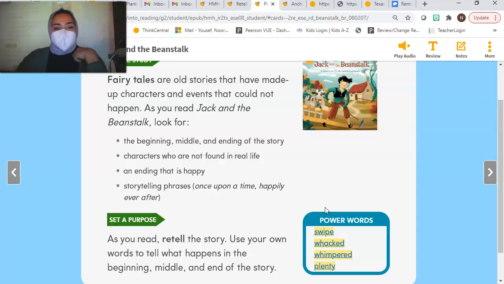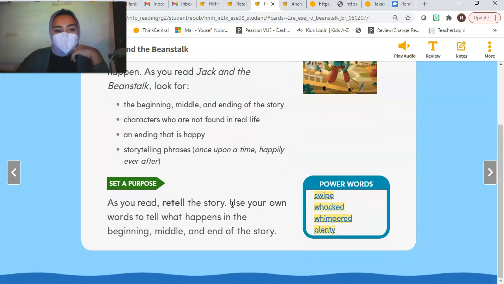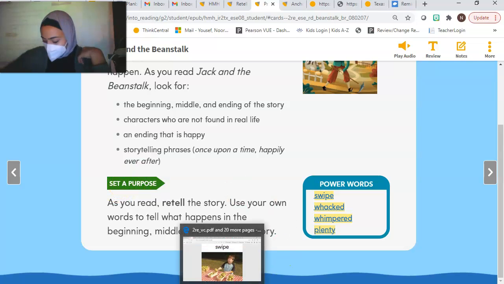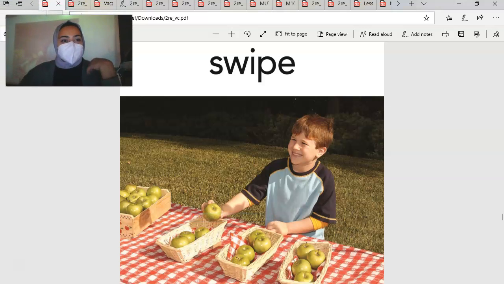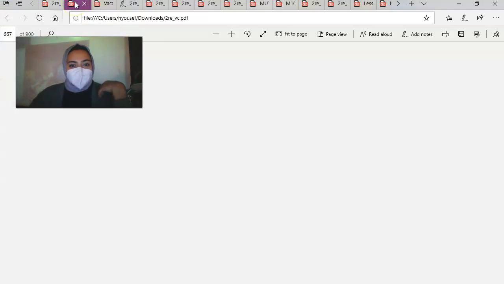As you read Jack and the Beanstalk, we're going to look for the beginning, middle, and end of the story. We're going to look for characters who are not found in real life, an ending that is happy, and storytelling phrases like once upon a time, or happily ever after, or the end. Those are all storytelling phrases. As you read, retell the story, use your words to tell what happened in the beginning, middle, and end of the story.